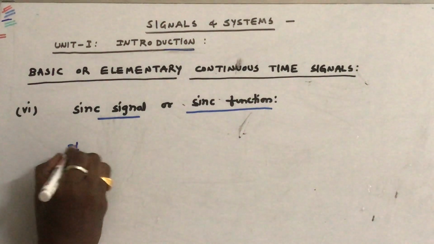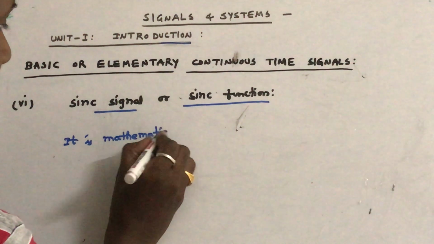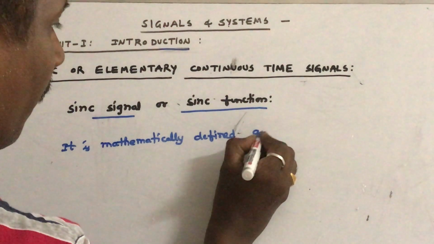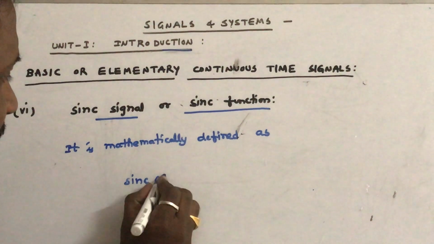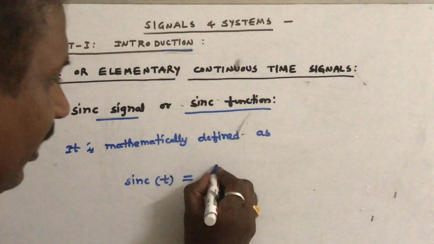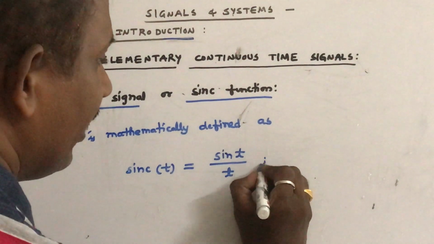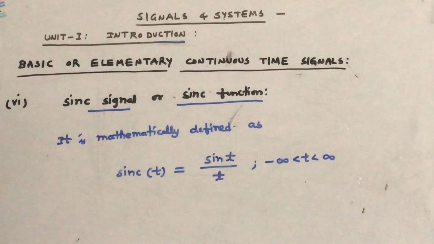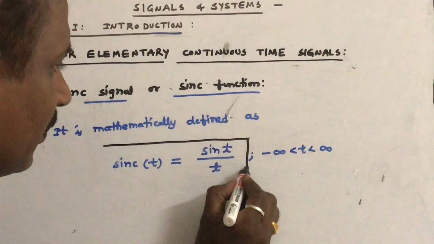It is mathematically defined as follows. Remember that it is represented with Sinc of t. It is pronounced as Sinc of t, which is mathematically written as sin t by t in the interval minus infinity less than t less than infinity. So this is how it is mathematically defined, a very simple definition, sin t by t.